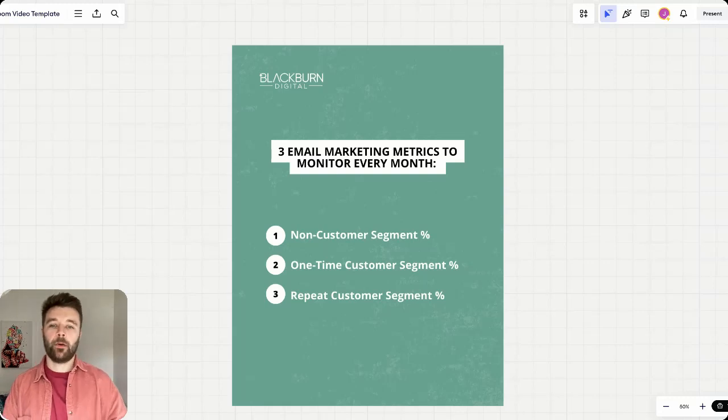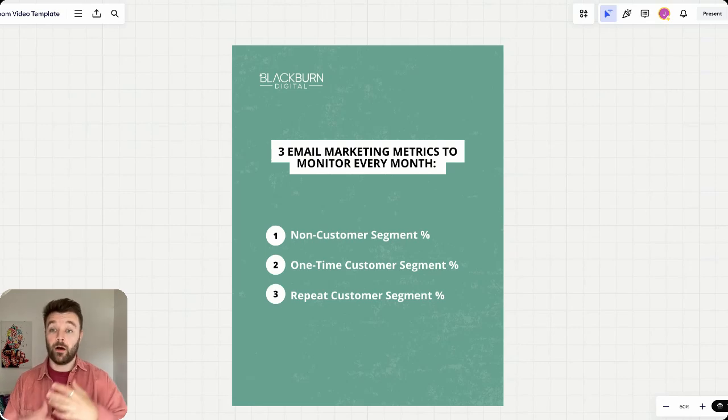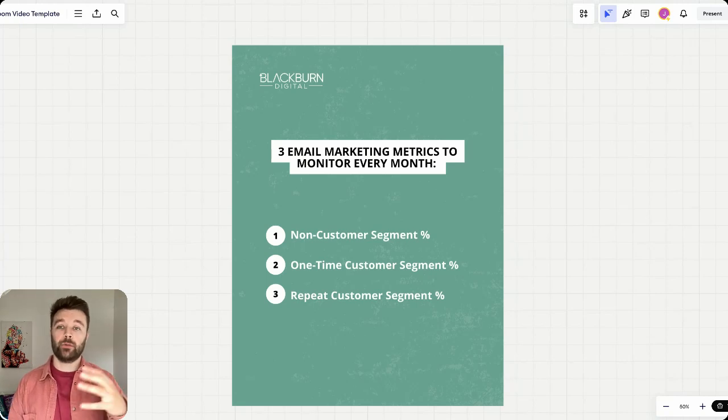So, free email marketing metrics to monitor every month. When it comes to strategy, I really like having some high level metrics that I can look at that really give me a direction of how to dissect data, ideas to come up with strategy, and a really good insight into how the brand and the channel is performing as a whole.